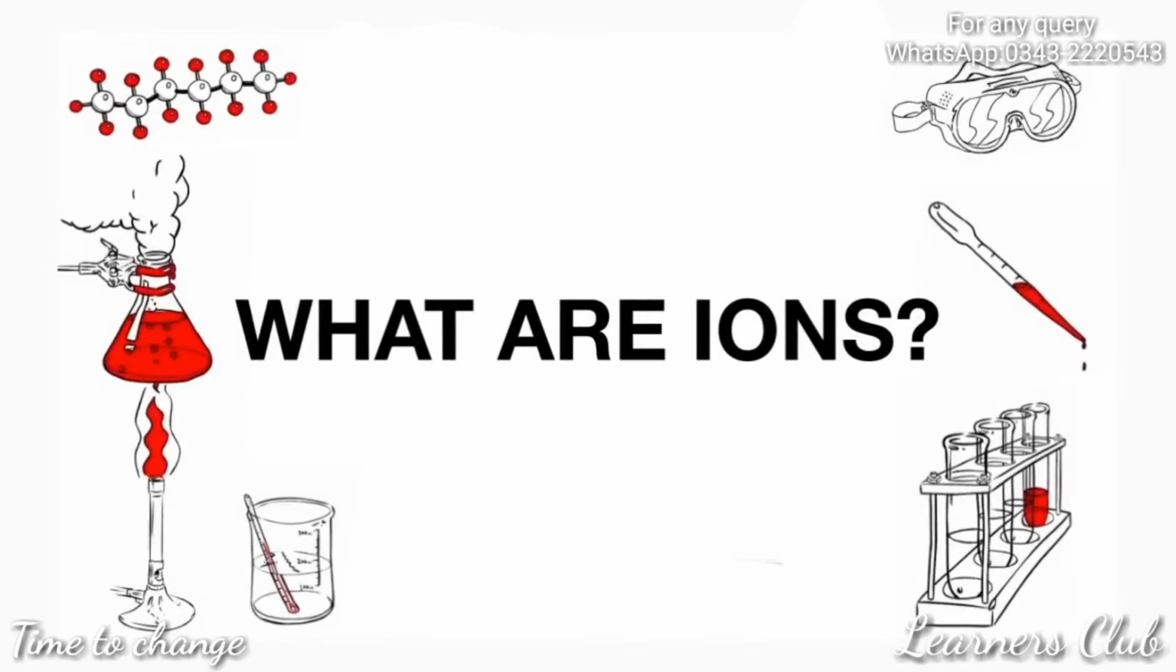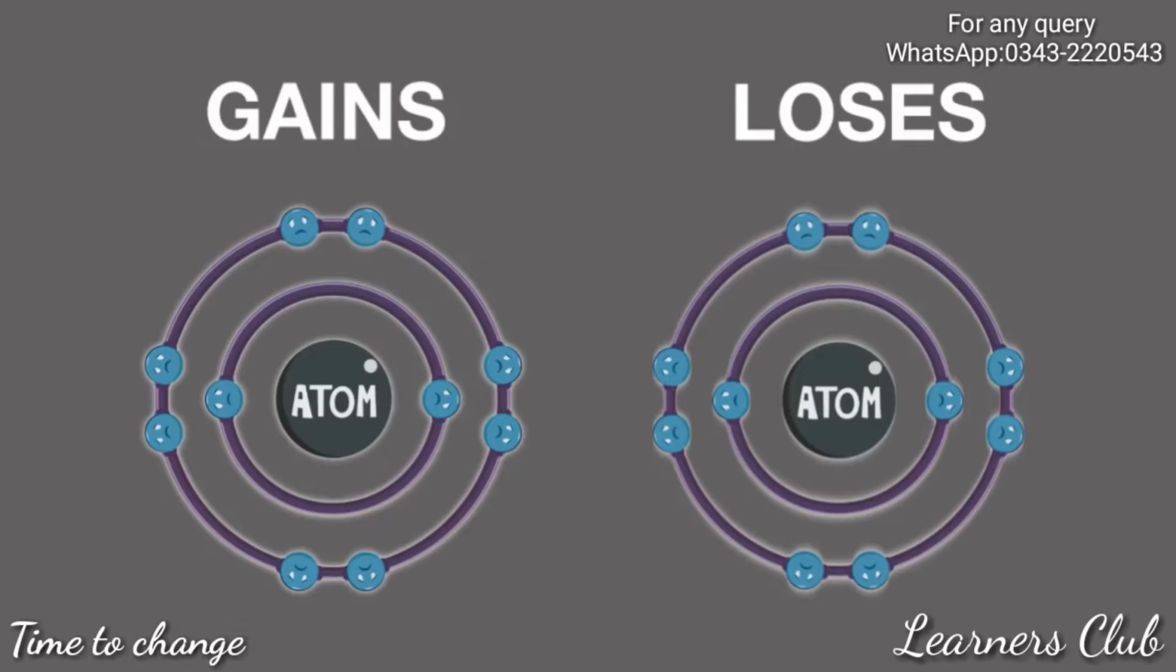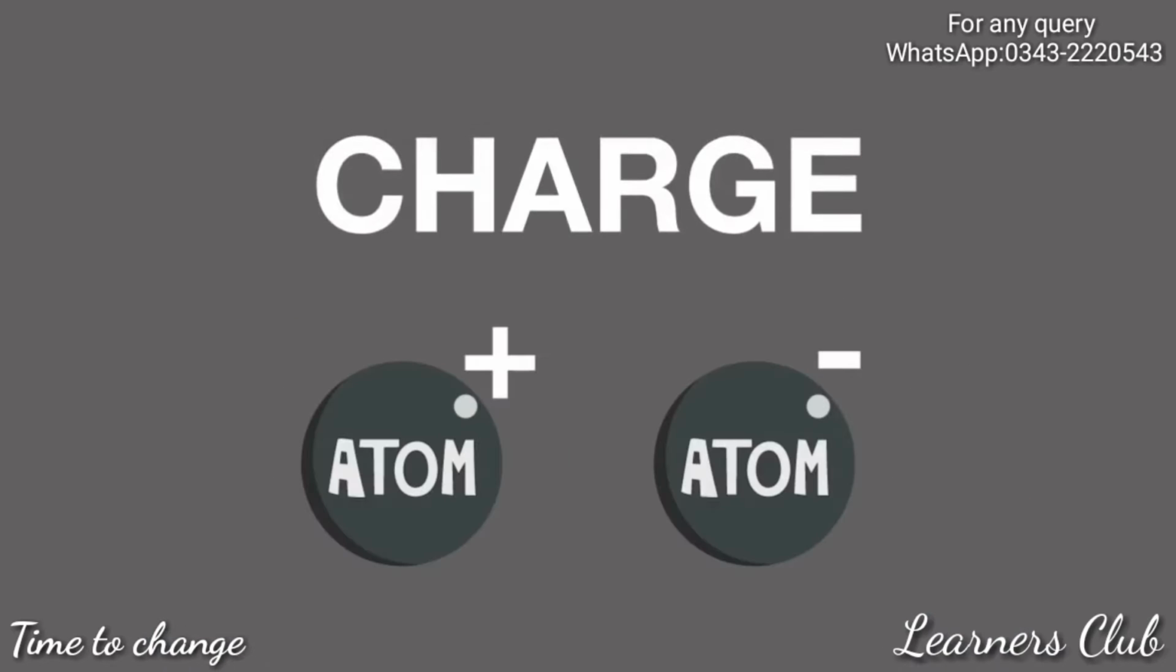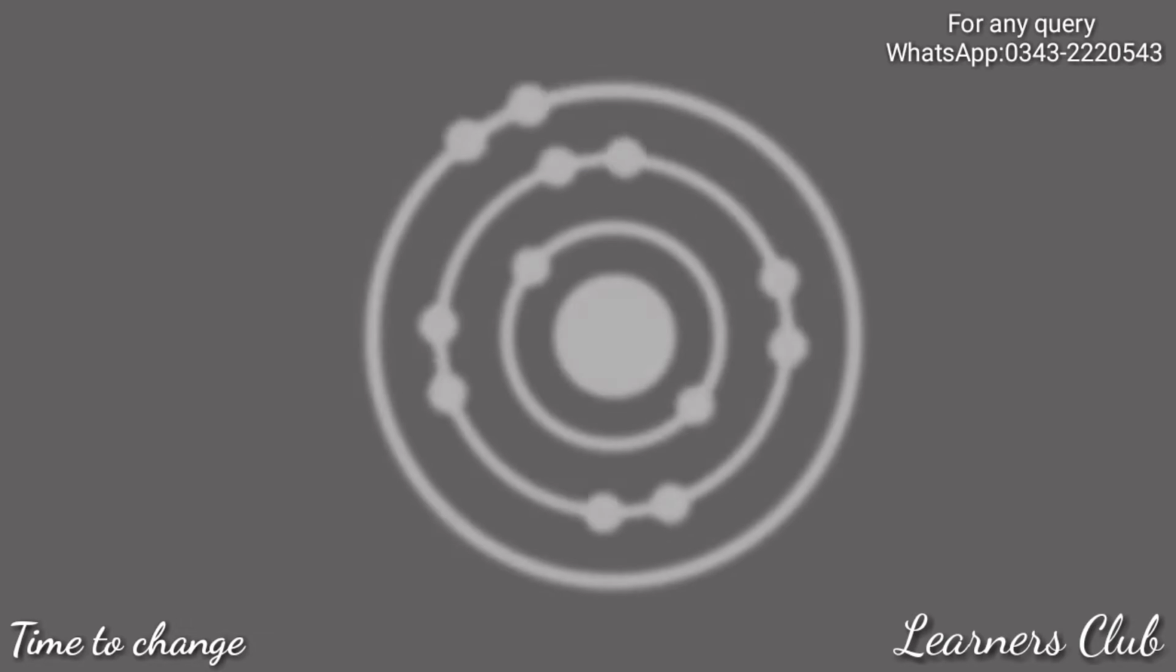In this lesson, we will learn about what ions are and how they are formed. When an atom gains or loses electrons, they develop a charge. Recall that electrons are negatively charged, so the gain or loss of electrons will create a charge. These charged particles are called ions.